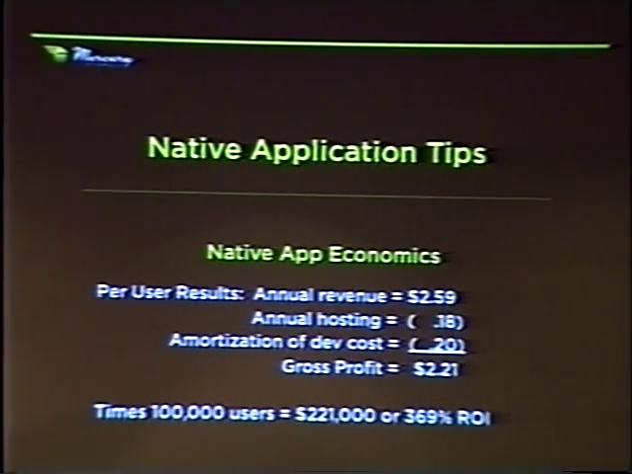On a per user basis, you get $2.59 a year in revenue. The hosting cost is 18 cents. If you amortize the development cost over 3 years, that's 20 cents. So you have a gross profit of $2.21 per user. And that times the 100,000 users that I assumed on the last slide means revenue of $221,000, or a 369% return on investment. So is a $60,000 app expensive? Not if you build a good app and it's able to deliver numbers like this. I'll take a 369% return on investment any day.